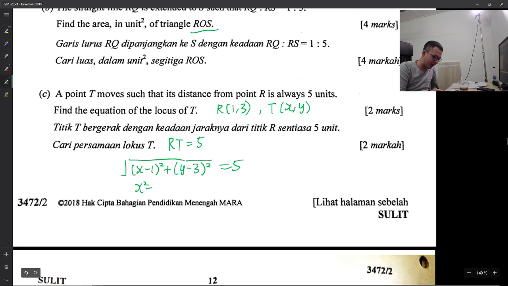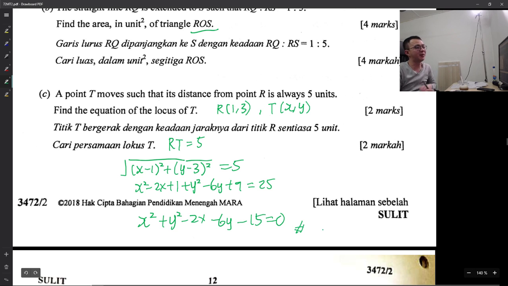So x squared minus 2x plus 1 plus y squared minus 6y plus 9 equals 25. So therefore, x squared plus y squared minus 2x minus 6y, plus 10 minus 25, equals 0. So this one will be my equation of locus. I hope you can get it.